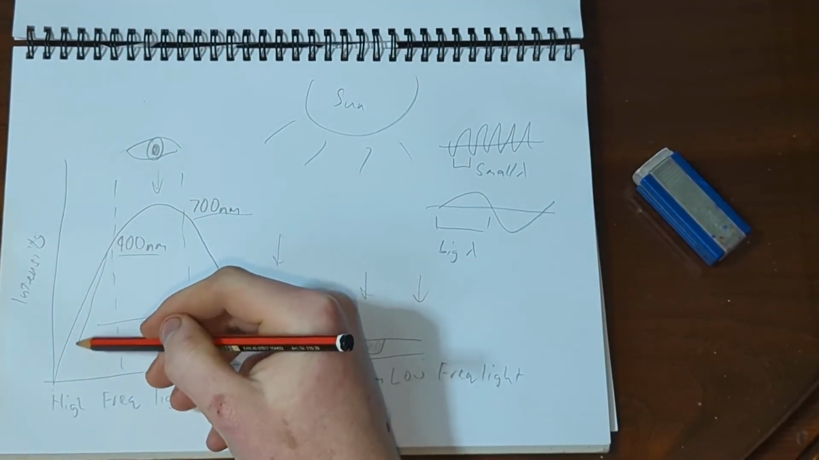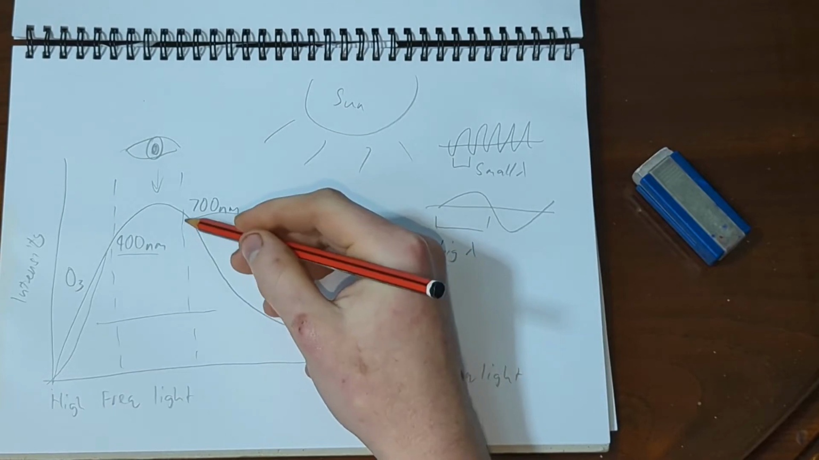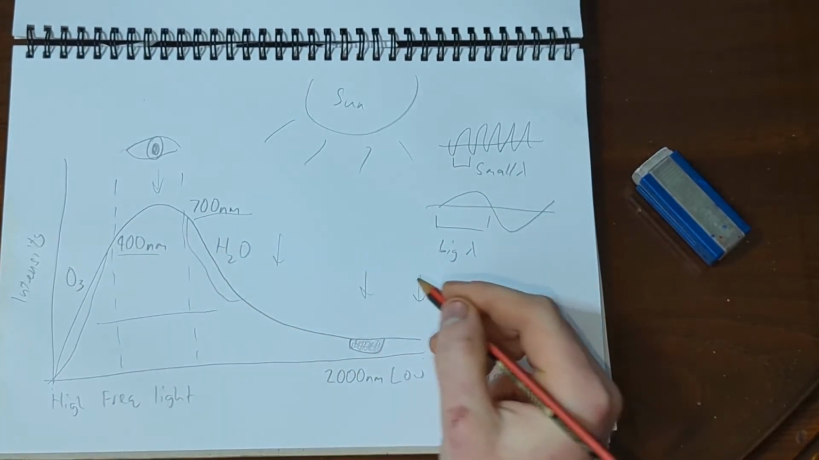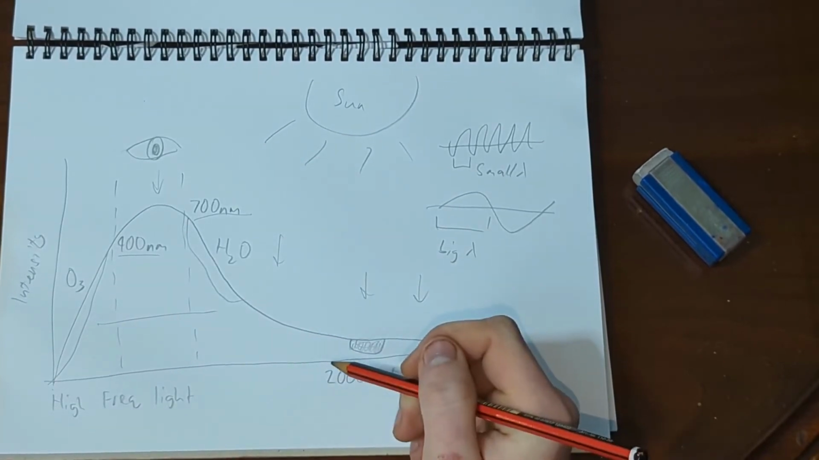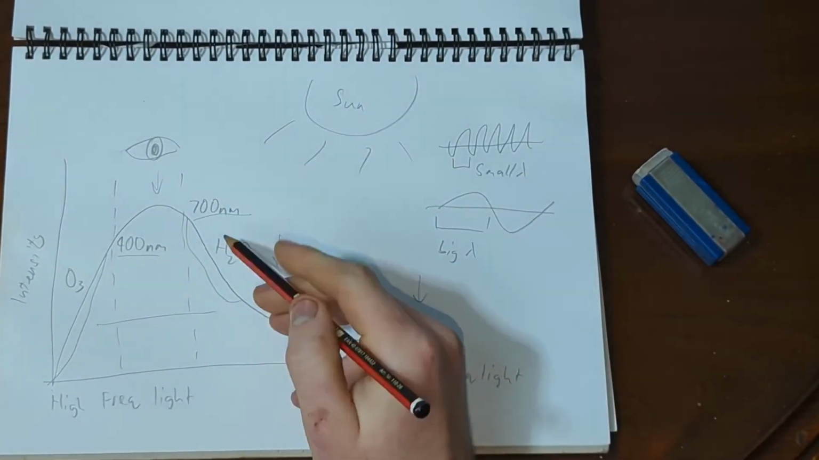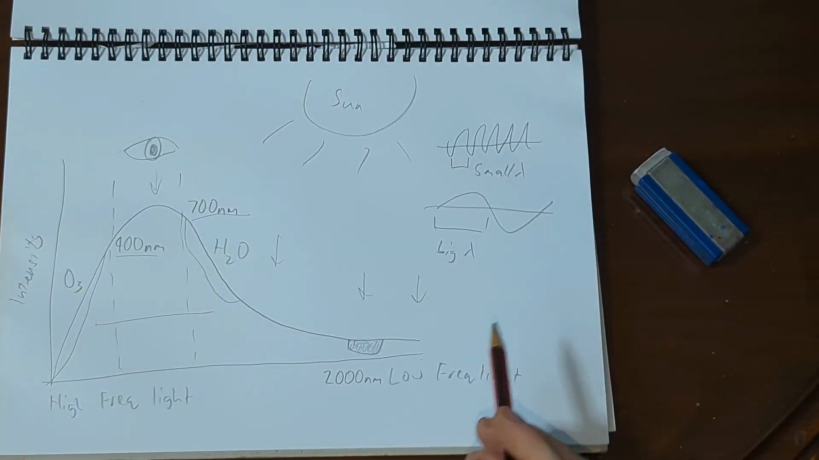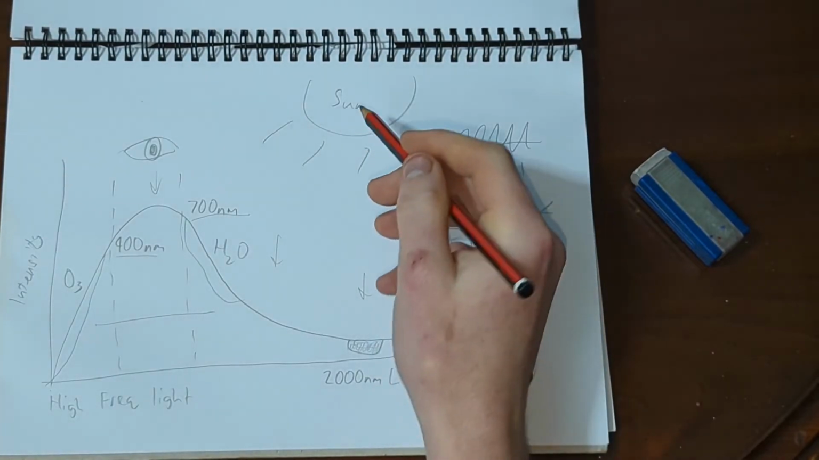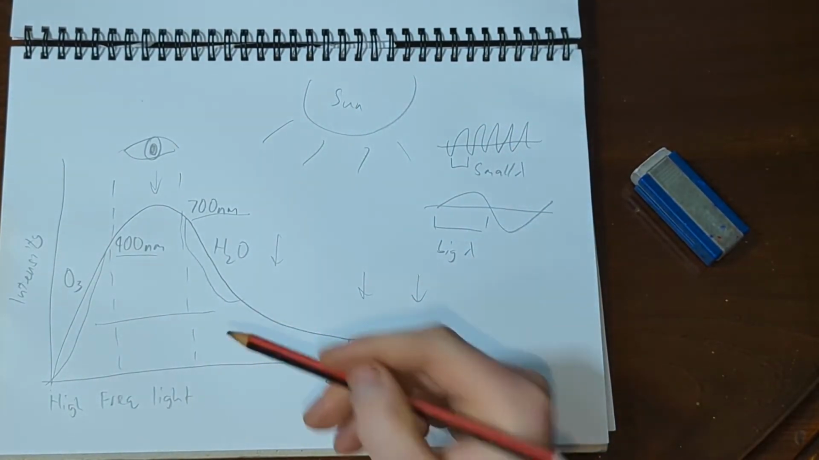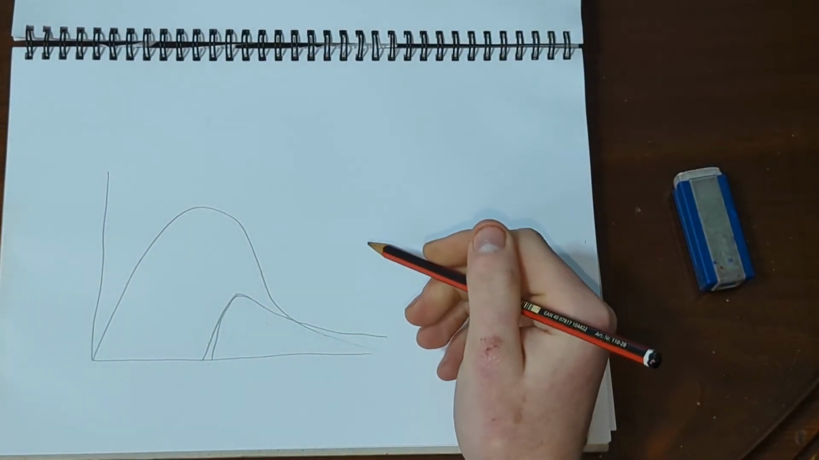Now, of course, up here there's a bit taken out by ozone, and down here there's a bit more taken out by H2O, water. Water in the atmosphere is also a greenhouse gas, but we'll get into that later. But the really important thing is not that it absorbs energy coming from the sun during the day. It's a lot more interesting than that.